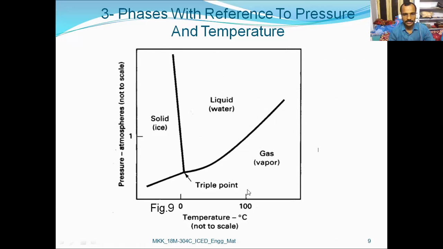So here, the temperature goes up to 100 degrees centigrade, and this curve is going up, and this one is also going up. So these are the different phases, showing how the temperature and pressure vary with the different solid, liquid, and gas phases.